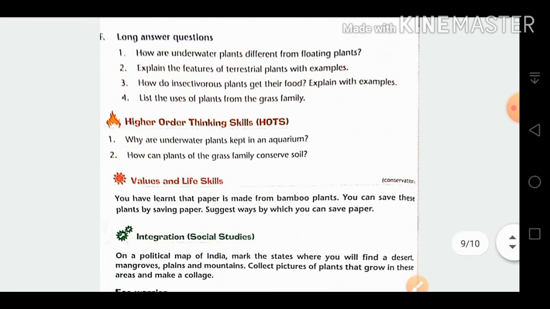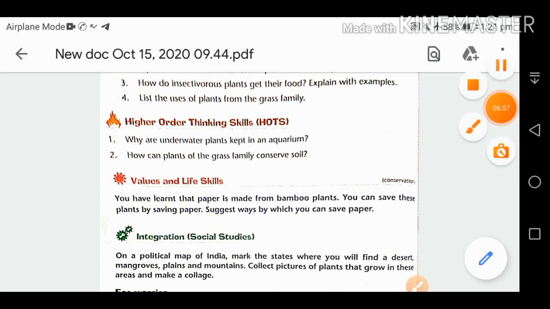Then higher order thinking skills. Why are underwater plants kept in an aquarium? Because they need to take in carbon dioxide directly through their leaves. That's why they are kept inside the aquarium. And the oxygen released by the underwater plants is used by the fish present in the aquarium. So this is why they are kept underwater.